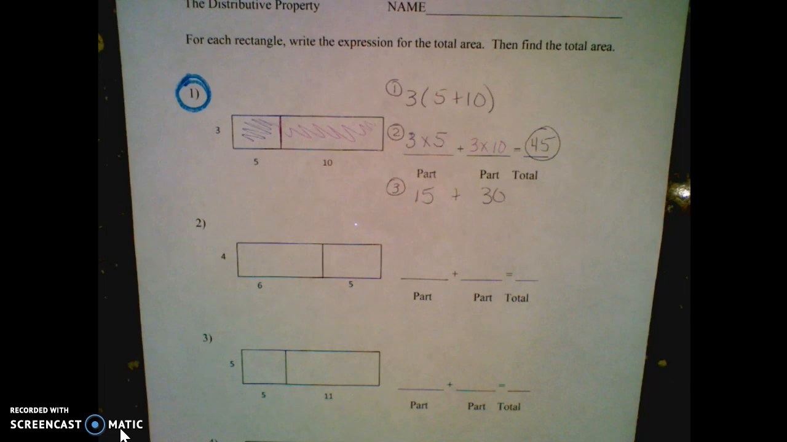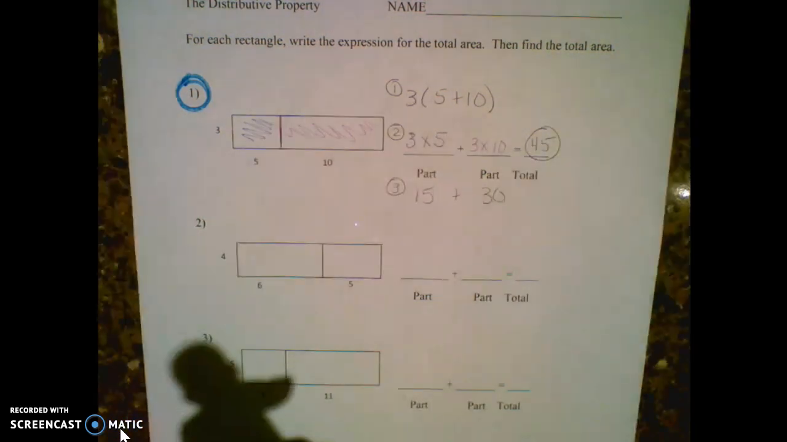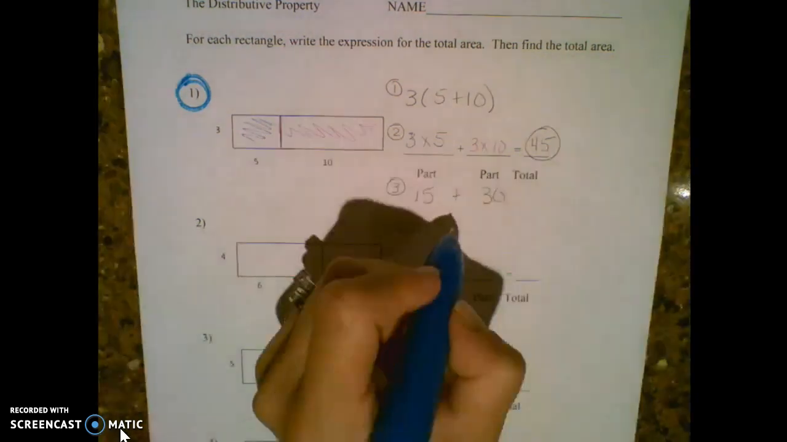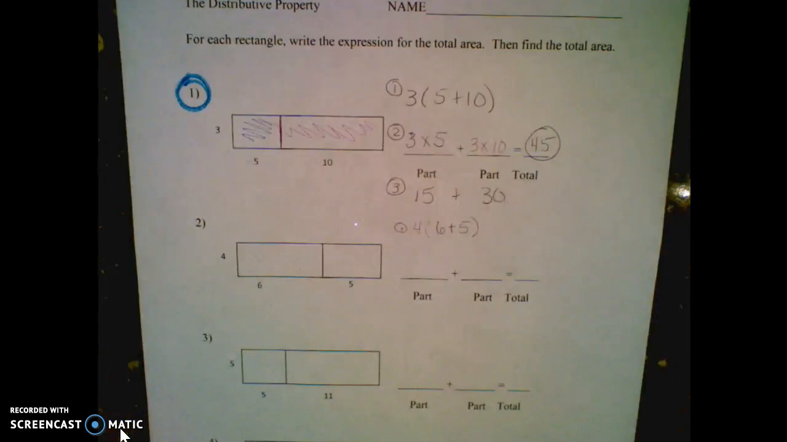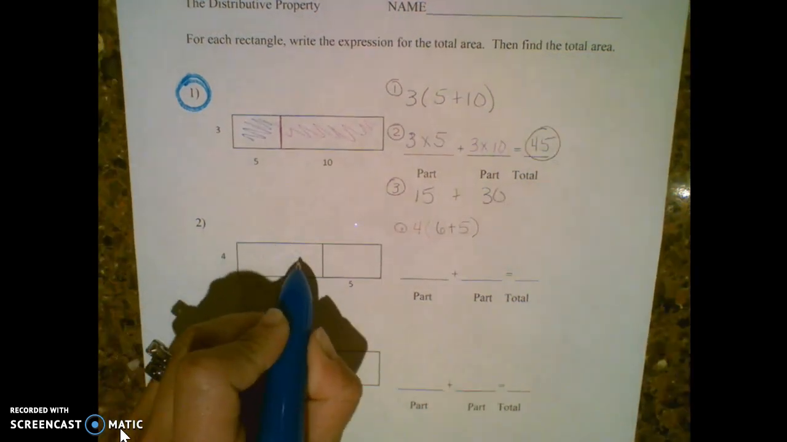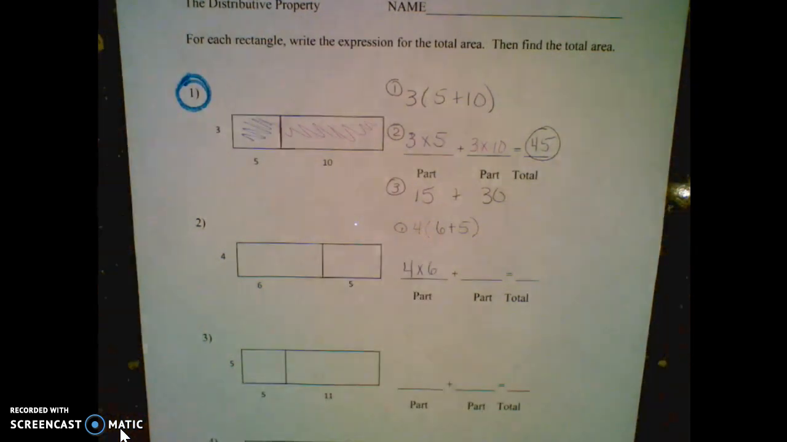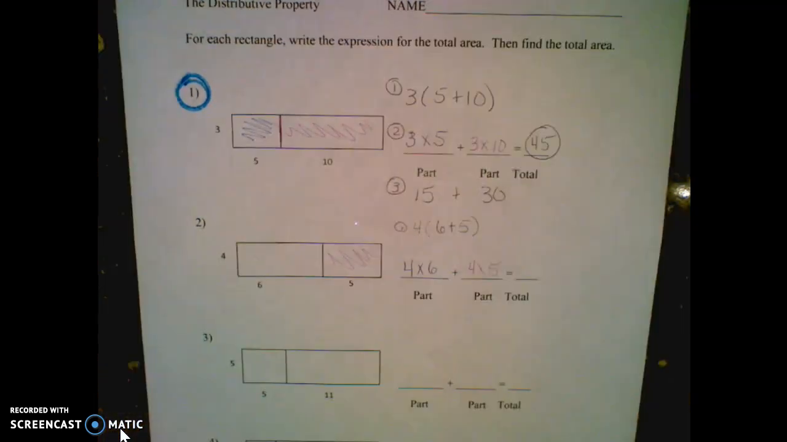Okay, let's see how you did. So first we're going to do what's in here. Well, let's look first at what do we have here. We really have 4, so our first way is 4 times the quantity, 6 plus 5. That's what we're looking at here, okay? So to do that, part 1 is going to be the area of this rectangle, 4 times 6. Part 2 is the area of this rectangle, 4 times 5.